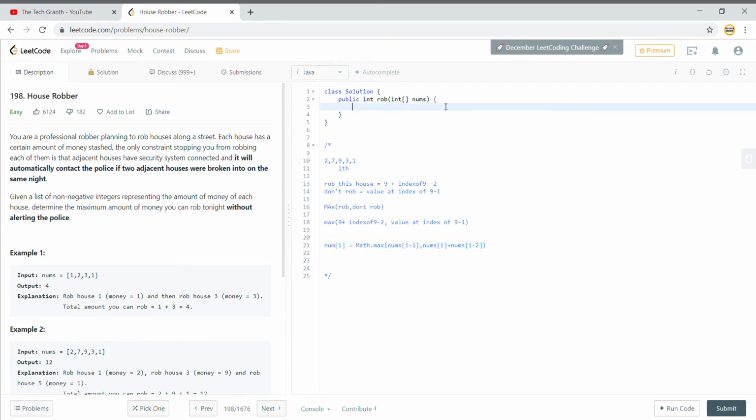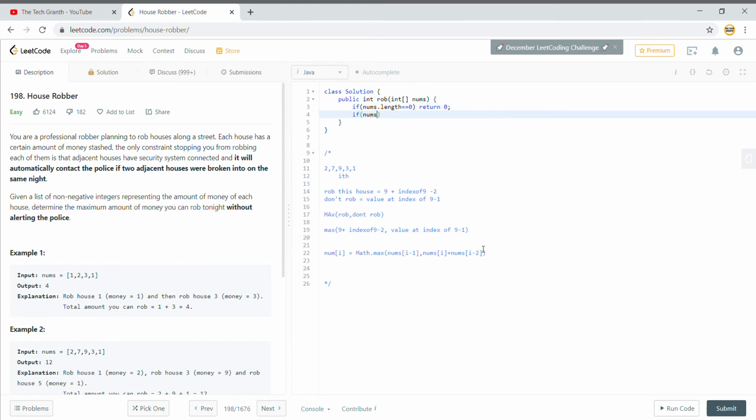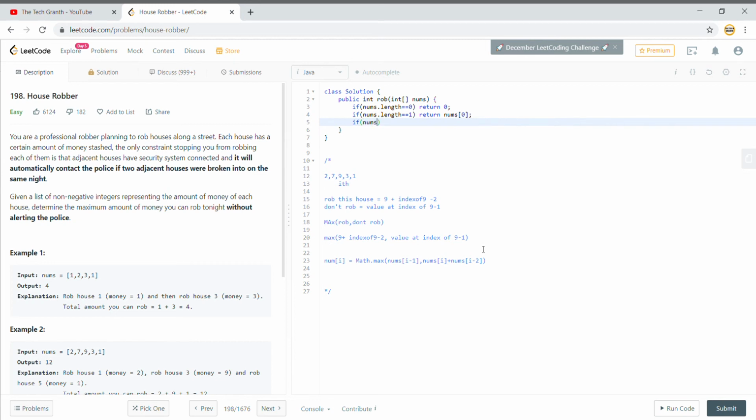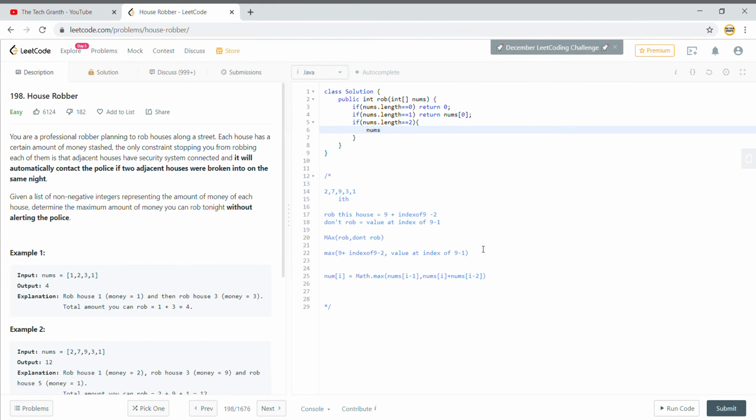Now initially we have to consider some edge cases, since we are applying here i minus 2, so we have to consider what will be the value of the first two places. So if nums.length is equal to 0, in this case we will return 0. If nums.length is equal to 1, in this case we can simply return the value of the 0th element. And if nums.length is equal to 2, in this particular case nums of 1 will be equal to Math.max of nums of 0 or nums of 1.